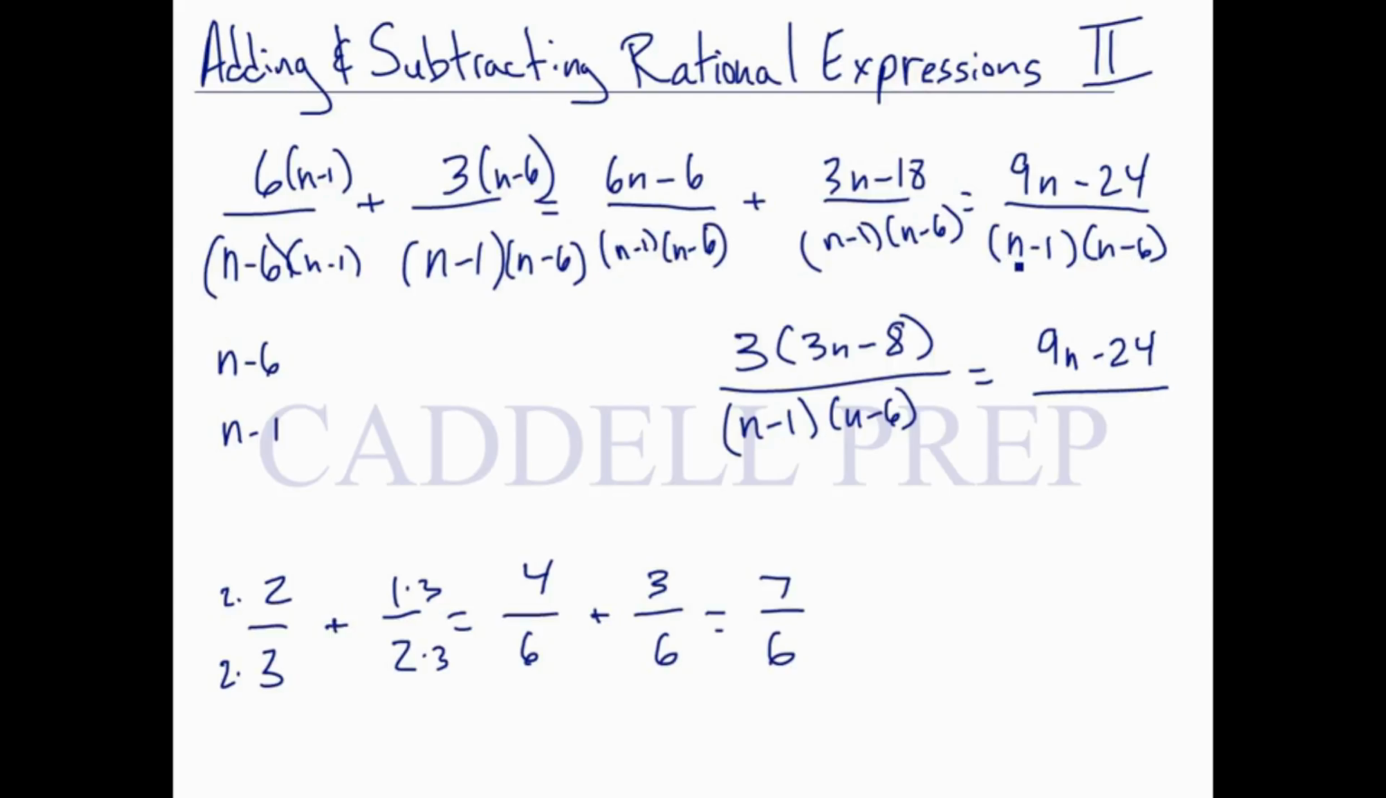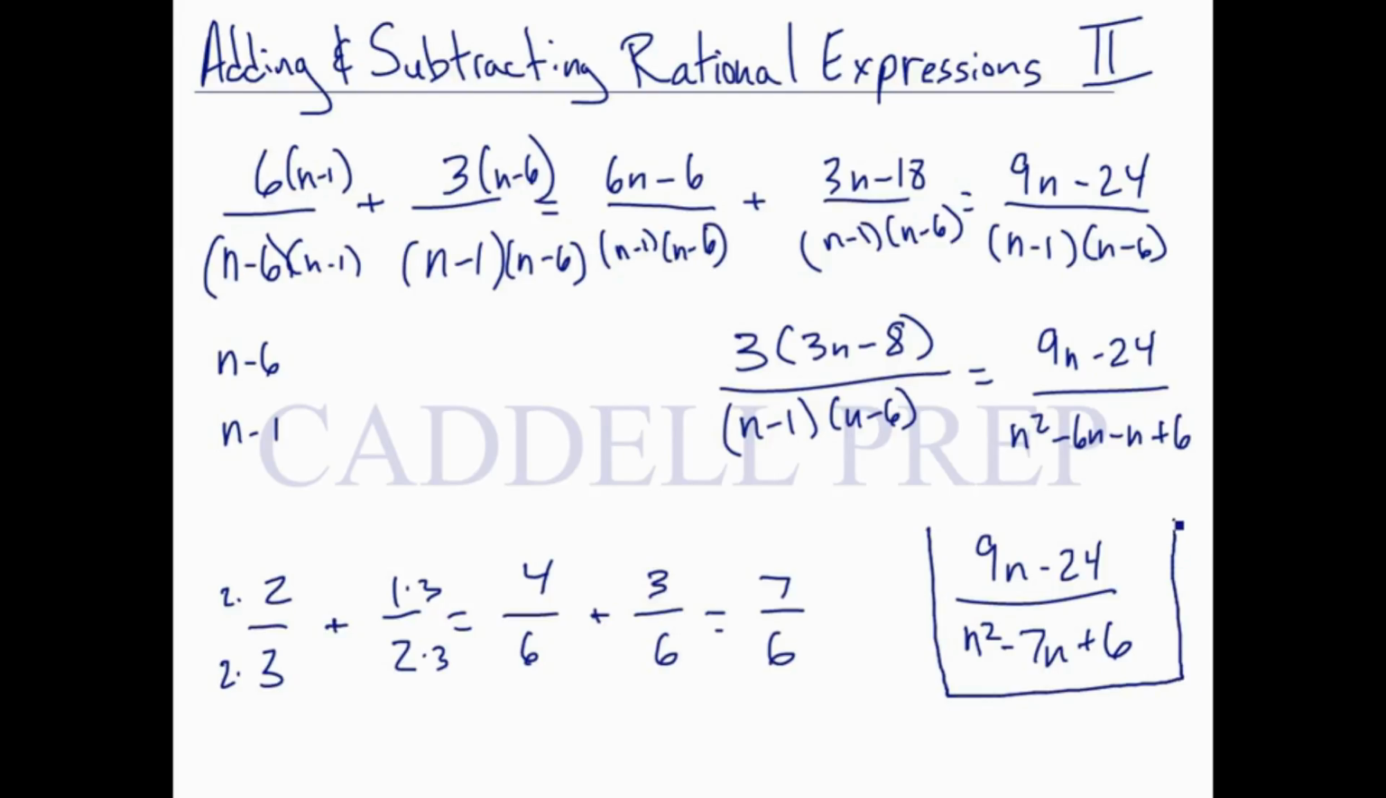And we can multiply these together. N times n is n squared. N times negative 6, negative 6n. Negative n plus 6. And finally we get 9n minus 24 over n squared minus 7n plus 6. And of course, this is also an acceptable answer.